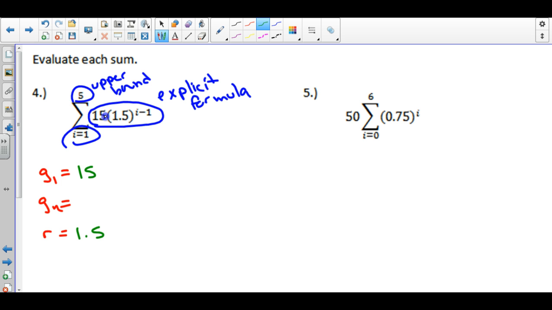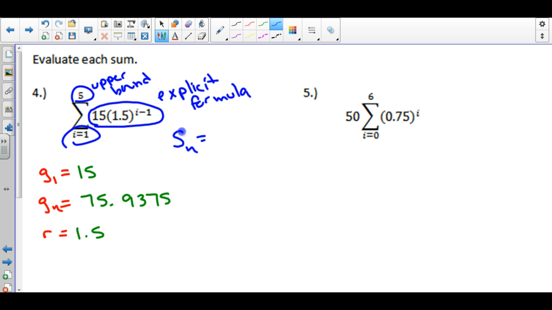If you want to find your upper bound, I'm going to take 5 and substitute it in for i, so I'm really going to get 5 minus 1. So I'm going to take 1.5 to the power of 5 minus 1, which is 4, and I'm going to multiply this by 15. And I get a really big number, 75.9375.